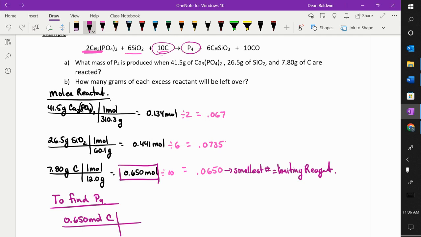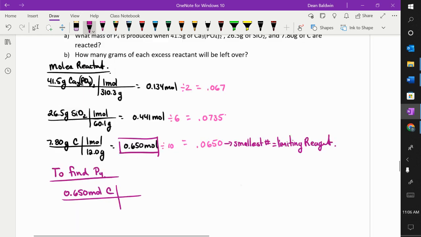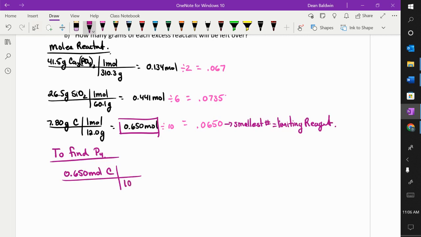No, because this is the ratio, right? When you divide by 10. I guess you could just use that number and then multiply by the moles. But you want the moles. This is how many moles we have. This is the simplified ratio. You're going to get the same answer, though, because when you go across the mole bridge, it's 10 moles of carbon to 1 mole of P4. So it does work out the same.